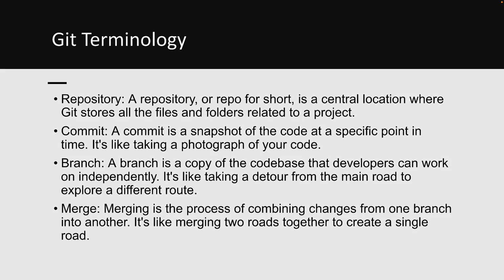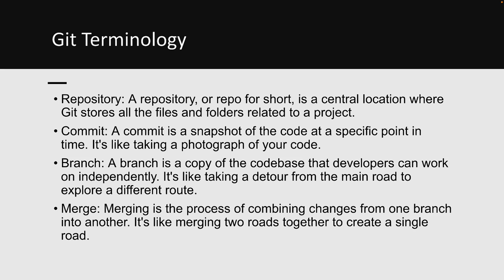Let's look at some terminology, and again, this will help us set the baseline for the rest of this class. The first one is a repository. A repository, or repo for short, is a central location where Git stores all the files and folders related to a project. A commit is a snapshot of the code at a specific point in time. It's like taking a photograph of your code. A branch is a copy of the code base that developers can work on independently. It's like taking a detour from the main road to explore a different route.